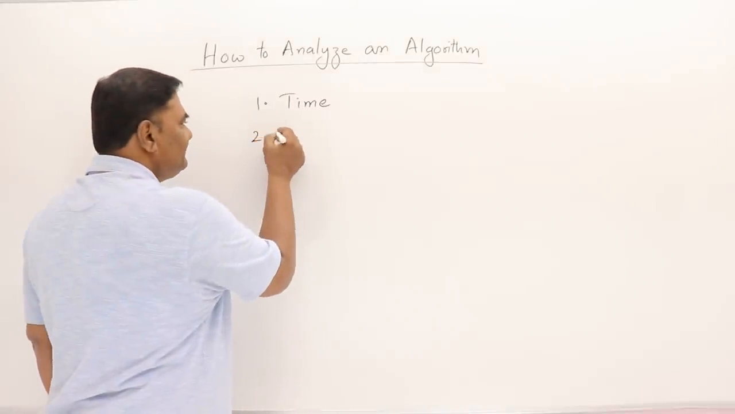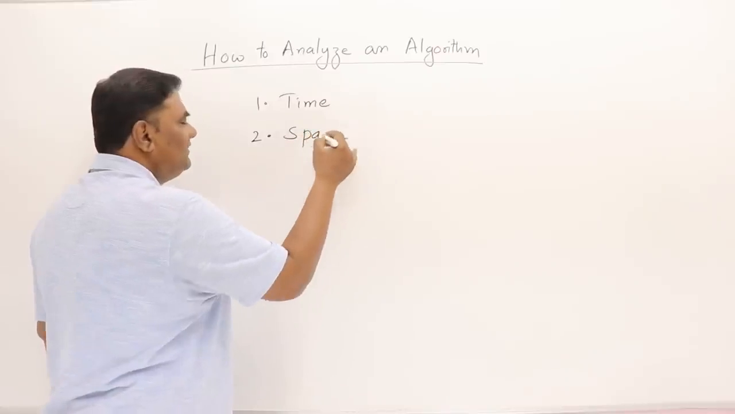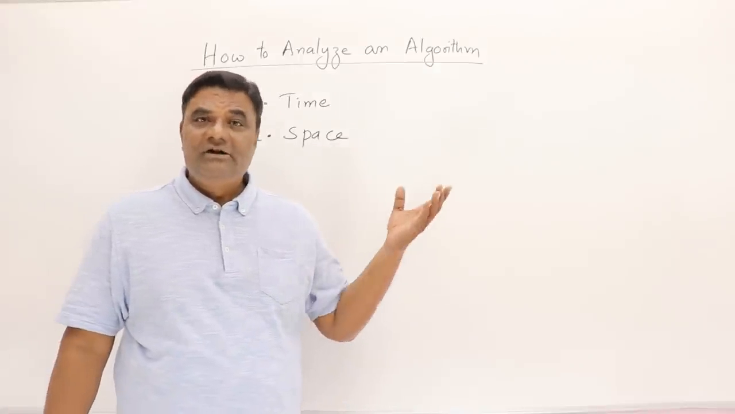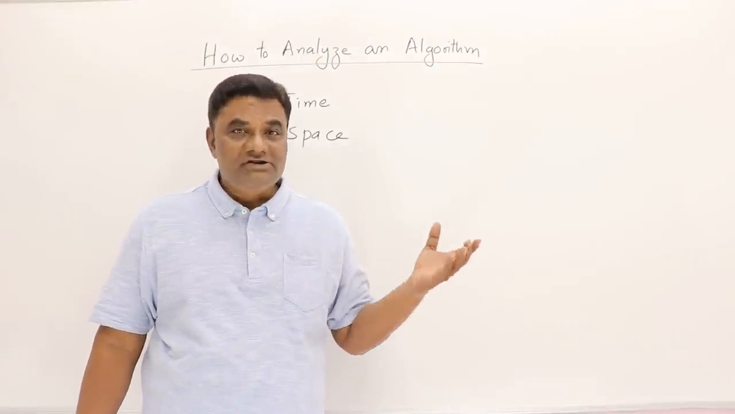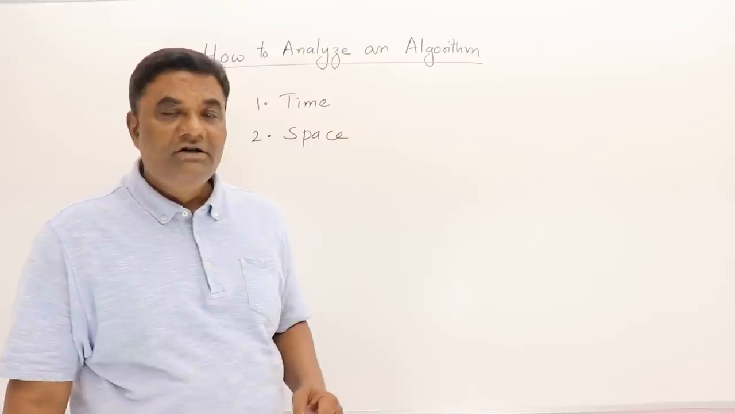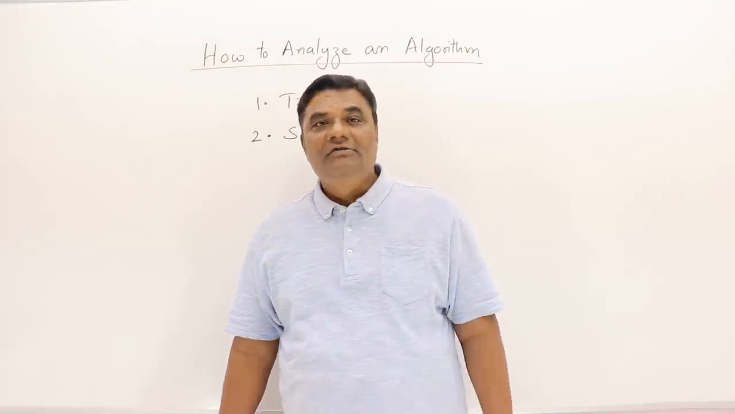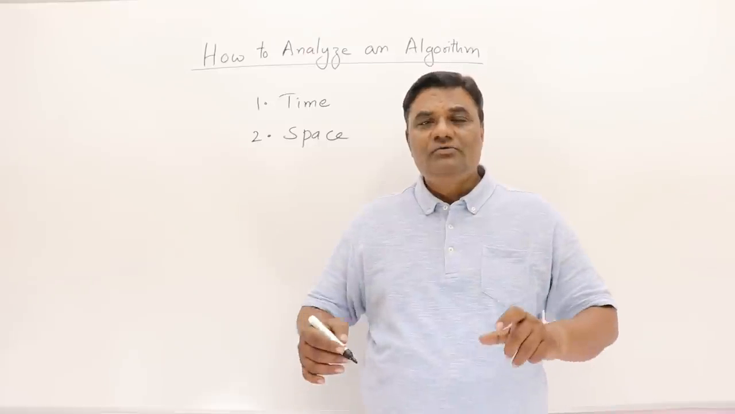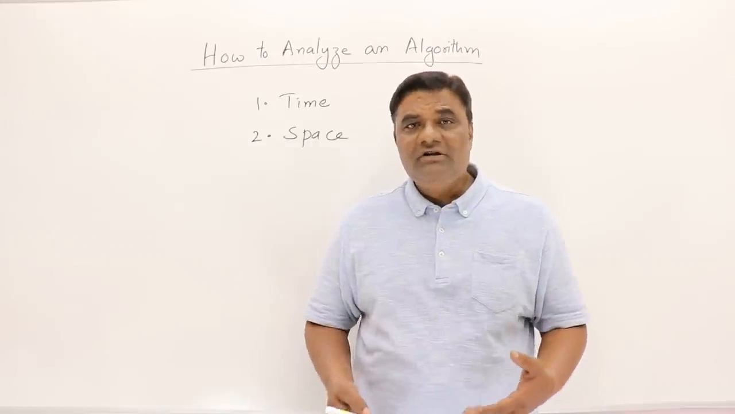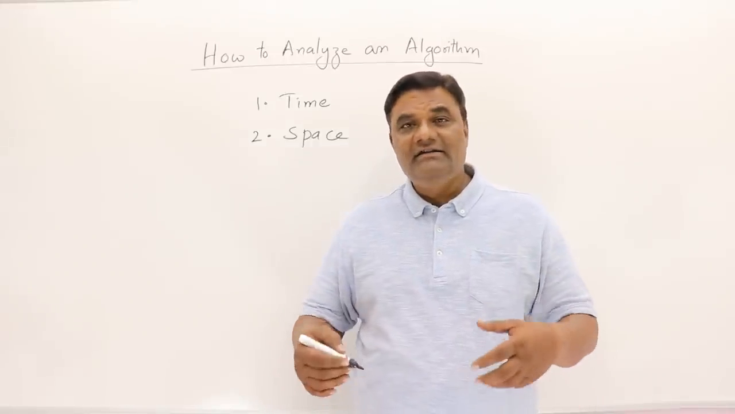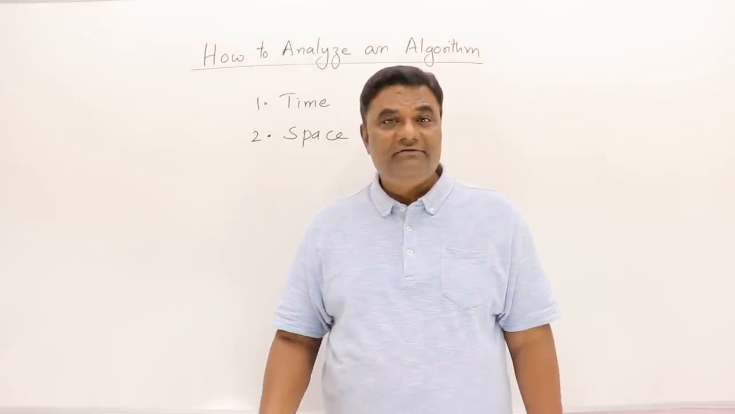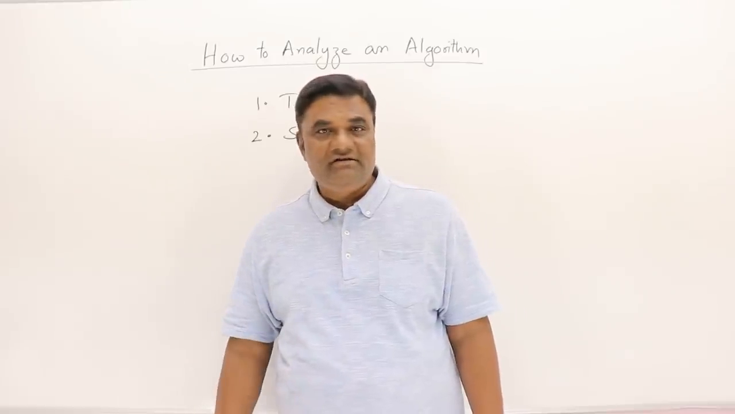Now, next is space. As the algorithm is going to be converted into a program and run on a machine, we need to know how much memory space it will consume. That is the second criteria on which we will analyze an algorithm. So these are the two major criteria on which algorithms are analyzed. And furthermore, if you have any other criteria or factors you want to consider, you can consider them.